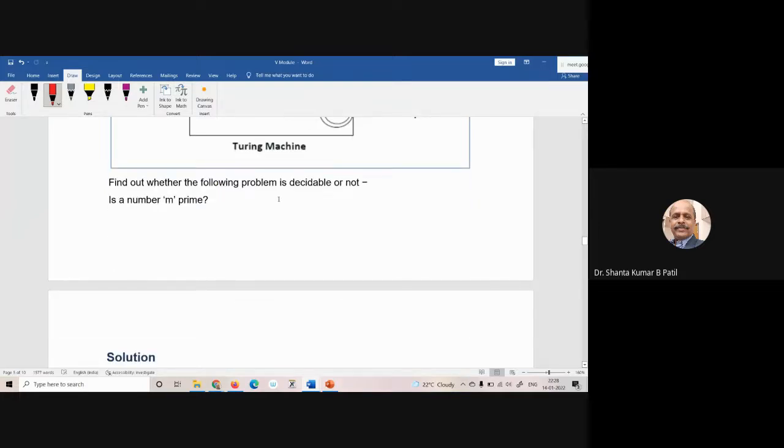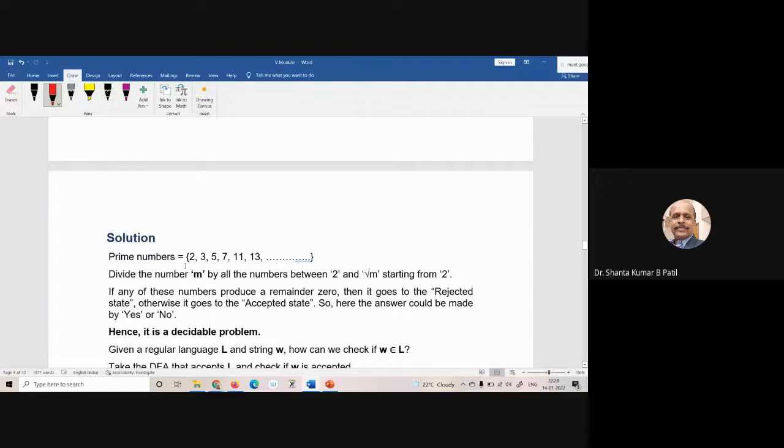Find out whether the following problem is decidable or not. Is the number m prime? For example, numbers are given. Divide the number m by all numbers between 2 and the square root of m, starting from 2. If any of these numbers produce remainder 0, then it goes to the rejected state. Otherwise, it goes to the accepted state.